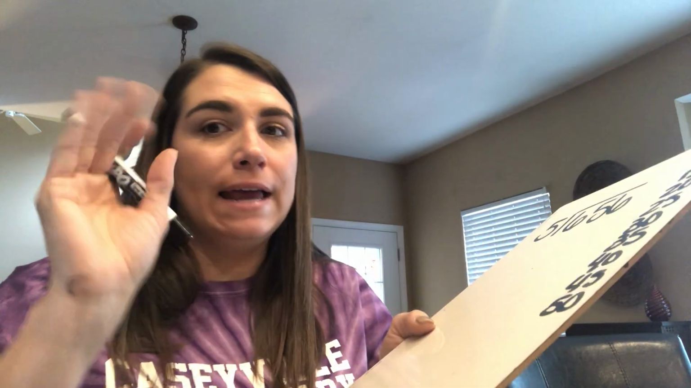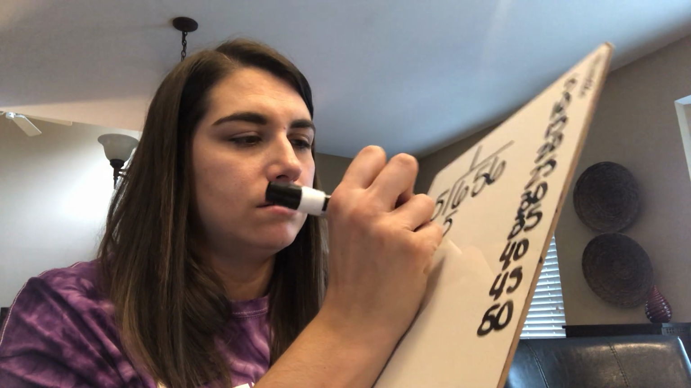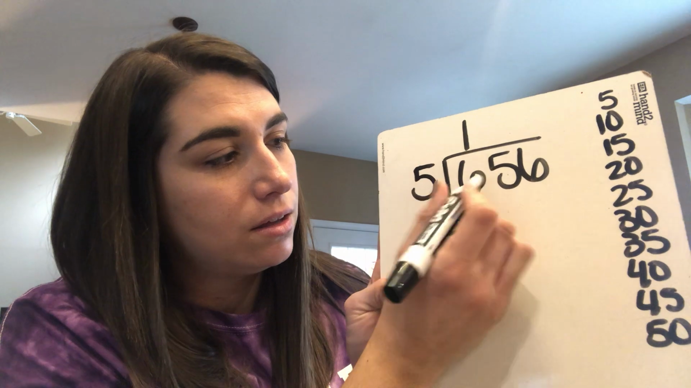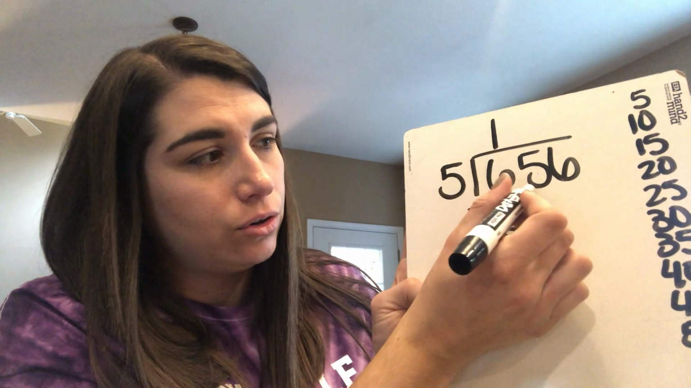All right, so now that you're back, we're going to solve it together. So what times 5 gets me closest to 6 without going over? And it's going to be 1. So my 1 is going to go on top, like that. And then I'm going to multiply. 1 times 5 is 5. So then now I have 6 minus 5 is 1. Then bring down your 5.